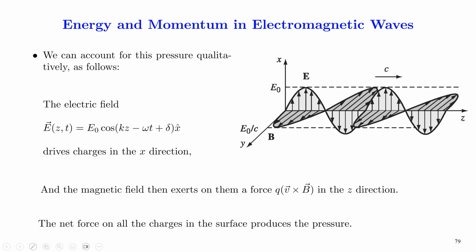Let's see how to account for this pressure qualitatively. We know that material objects consist of charged particles. The electric field in the electromagnetic waves drives the charges along the x direction. And then the magnetic field exerts a force q v cross B in the z direction. And the net force on all the charges in the surface produces the radiation pressure.